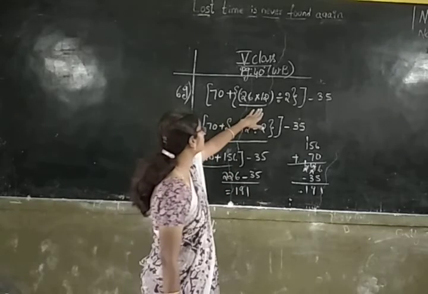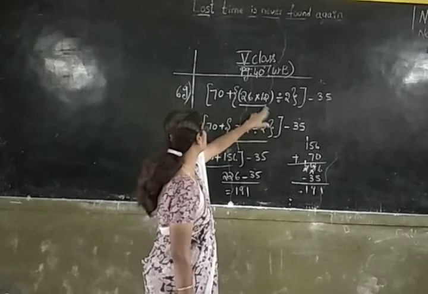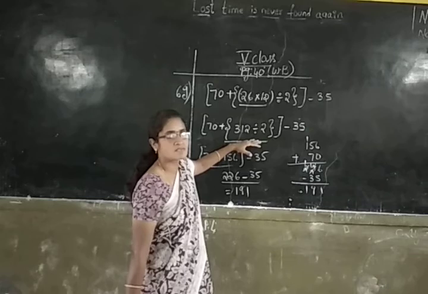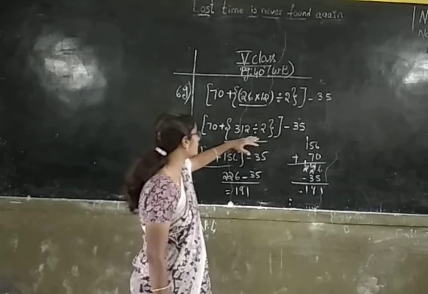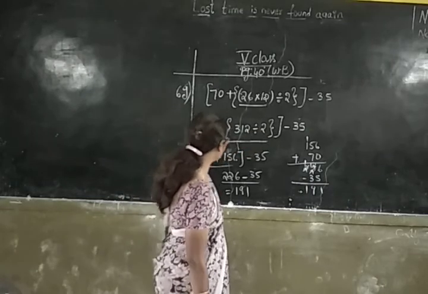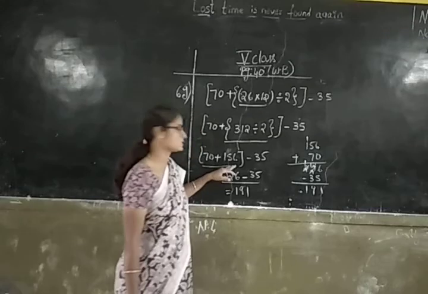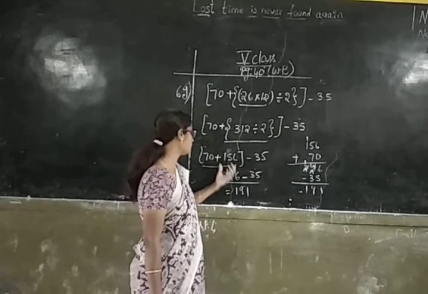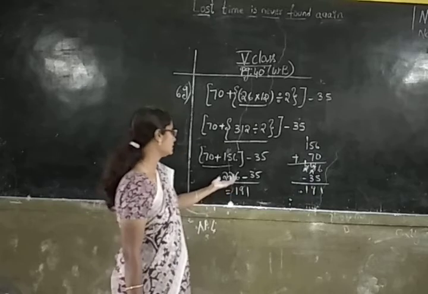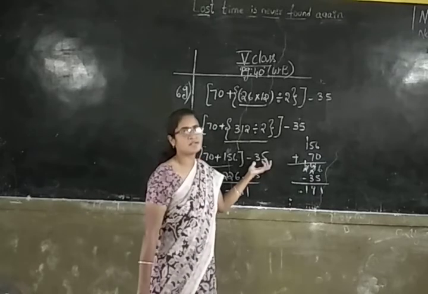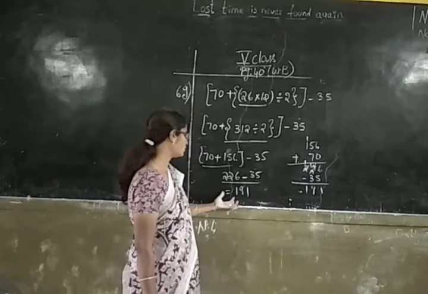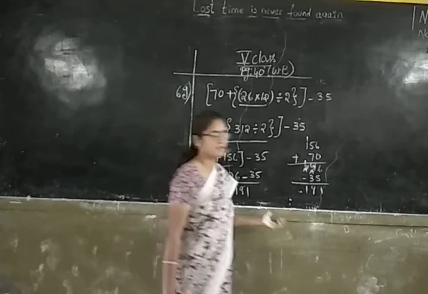First you have to solve the terms inside the round bracket. 26 12s are 312. And then you have to solve the terms inside the flower bracket. 312 divided by 2 is equal to 156. Then you have to solve the terms inside the square bracket. 70 plus 156 is 226. Outside the square bracket it is given minus 35. So you have to do the subtraction. So you will get 191 as answer.